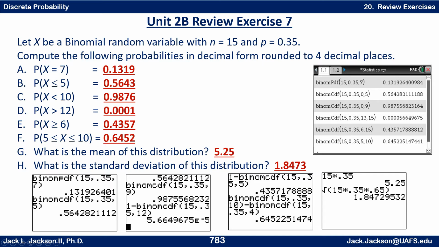And again, like in the geometric, when you have this setup, the probability that x is between two numbers, the way you do it on a TI-84 is to take the difference of two CDFs. So the binomCDF of 15, 0.35, 10 is going to give us all the probabilities up to 10 for x. So x is 1, 2, 3, 4, 5, 6, 7, 8, 9, and 10. But then we want to subtract, or get rid of, the probabilities corresponding to x's from 1 to 4. And so that would be minus the binomCDF of 15, 0.35, 4. And that is 0.6452.